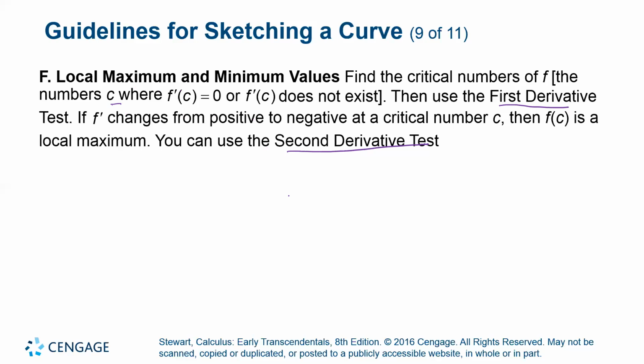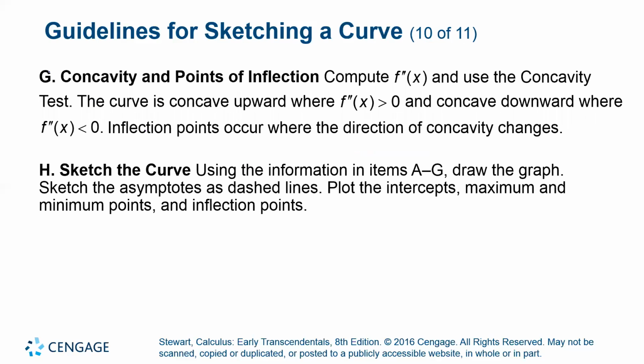All right. Now, concavity and the inflection points, we will definitely need the second derivative test. If the second derivative is greater than 0, it's positive, then it is concave up. If it is negative, it is concave down. And where there's a change in concavity, then there is a point of inflection. Then you have all these steps together. You can plot the intercepts, the maximum and minimum points, the inflection points, and its asymptotes, and then you sketch the graph.